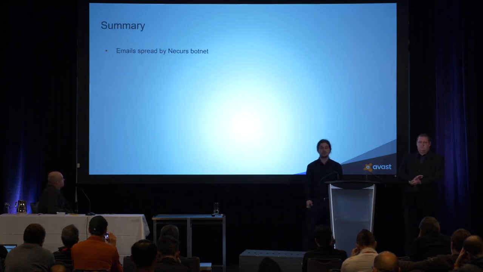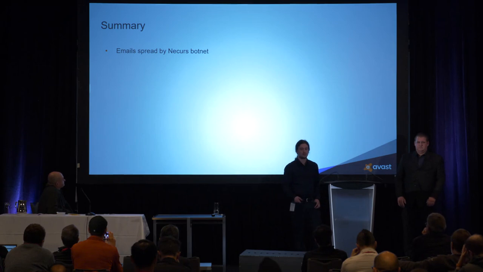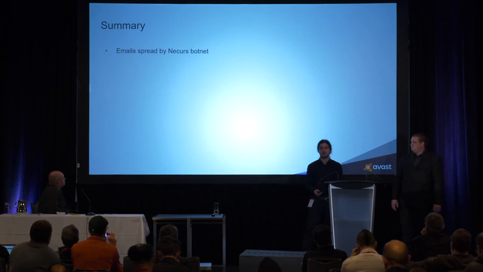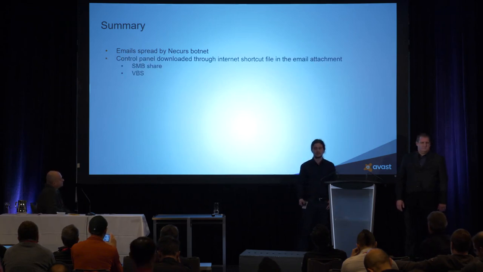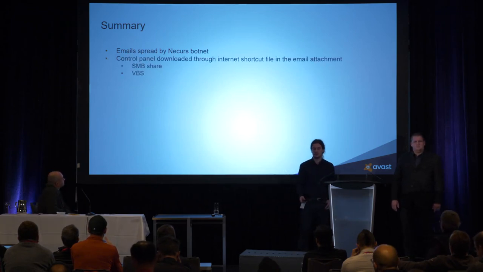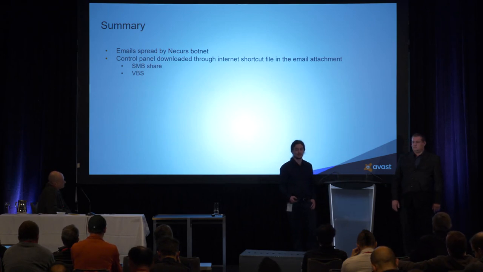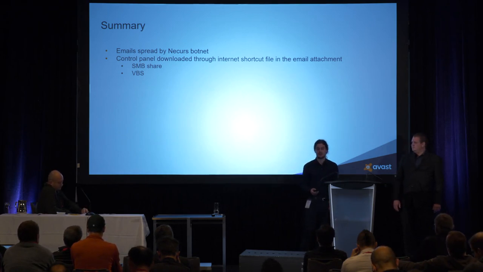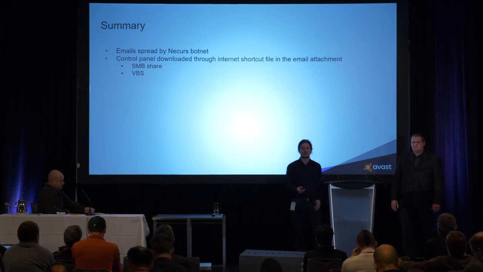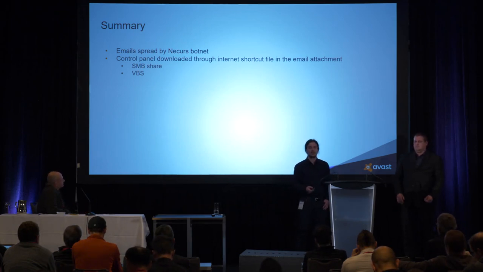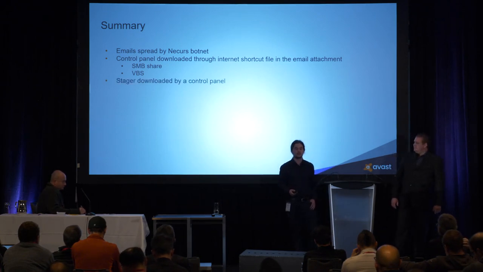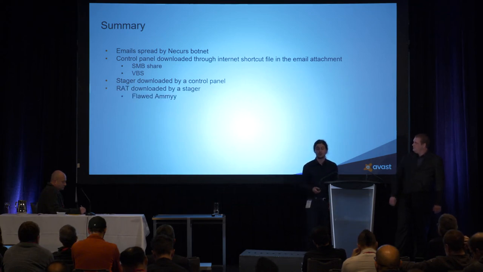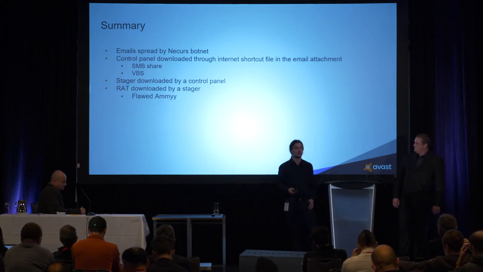So to conclude our presentation, we are able to somehow track email spread directly by the botnet by querying it directly, and we are able to get our hands on quite an interesting file that was spread through an internet shortcut in an email attachment. It was distributed through an SMB share, and it was quite a simple VBS script. The script downloaded a stager, which in turn downloaded a RAT called Float AMI.